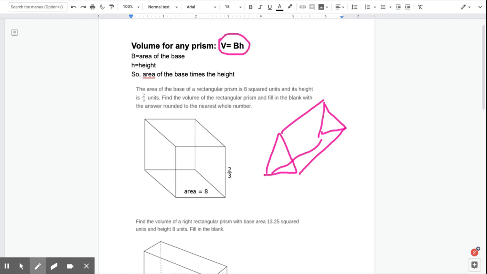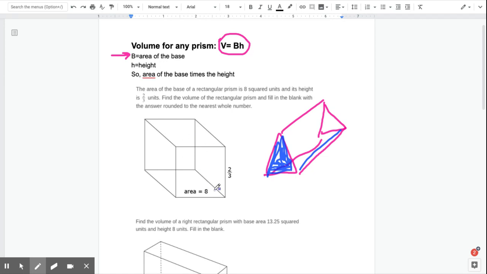There's this formula here. So look at it. It's capital B times H. But capital B means find the area of the base. So I would find the area of, say, this triangle, base times height divided by 2. Find the area of this triangle, and then I'd multiply it times its height, or how long it is. And that would be volume.